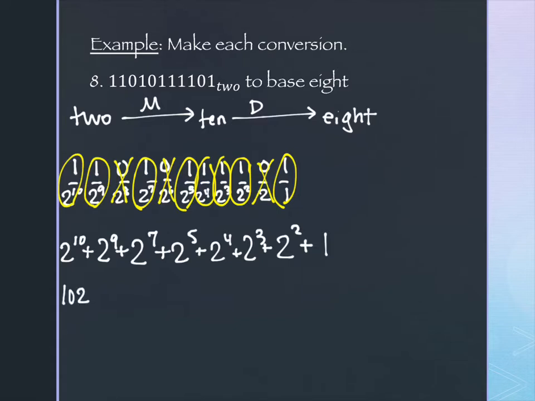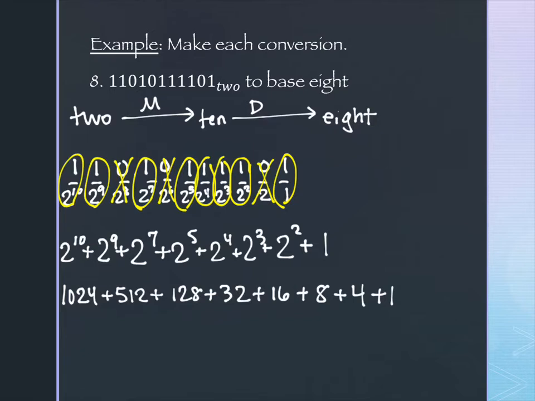2 to the 10 is 1024. 2 to the 9 is 512. 2 to the 7 is 128. 2 to the 5 is 32. 2 to the 4 is 16. 2 cubed is 8. 2 squared is 4. And then we have our 1. And if we add all of these together, we will end up with 1,725. And that's my base 10 number that I'm looking for. All that work to get to base 10.